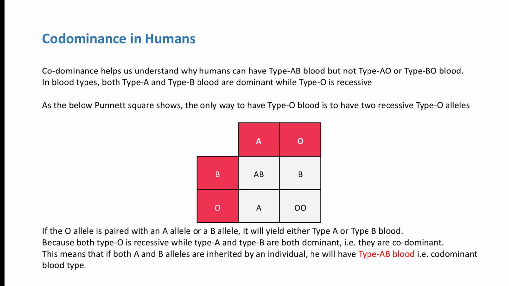Codominance in humans. Codominance helps us understand why humans can have type AB blood but not type AO or type BO blood. In blood types, both type A and type B are dominant, while type O is recessive. When two heterozygous type A and type B individuals are crossed using a Punnett square, we come to know that type O blood is only expressed in people with homozygous recessive O alleles. Also, if both A and B alleles are inherited by an individual, he will have type AB blood, for example, a codominant blood type.